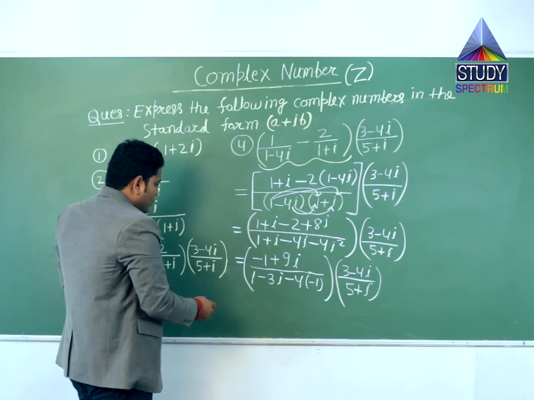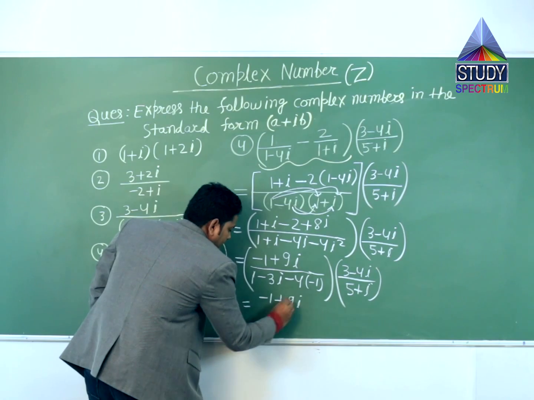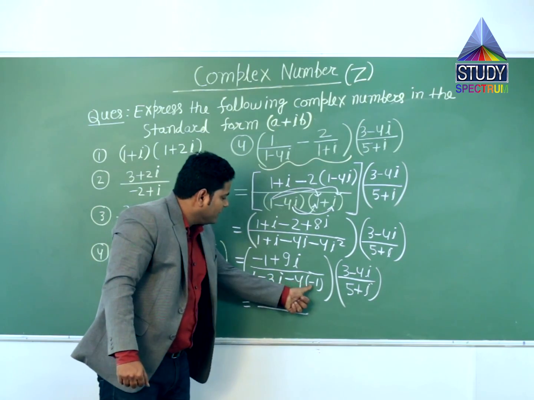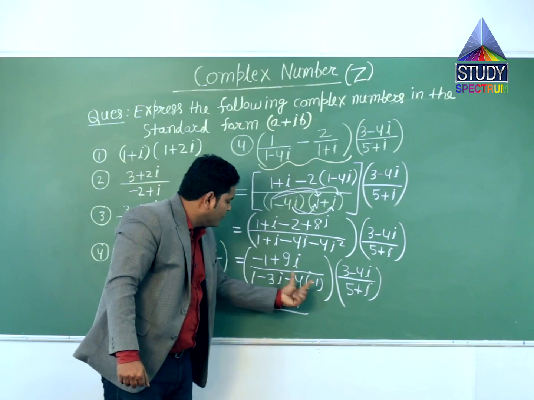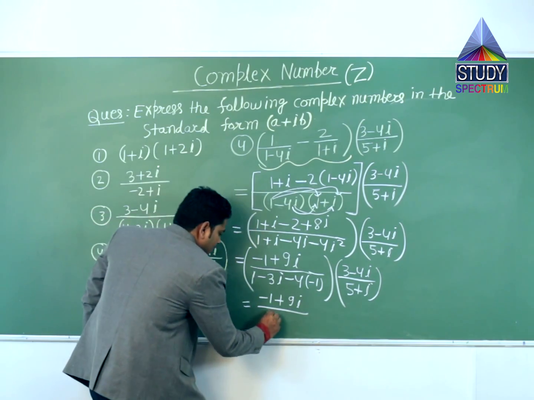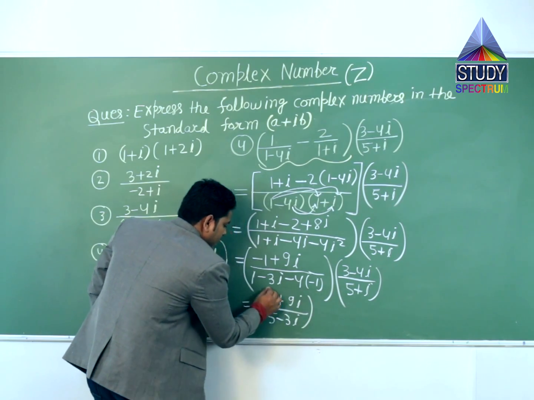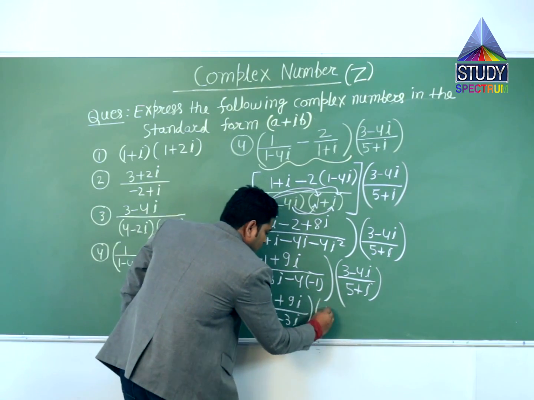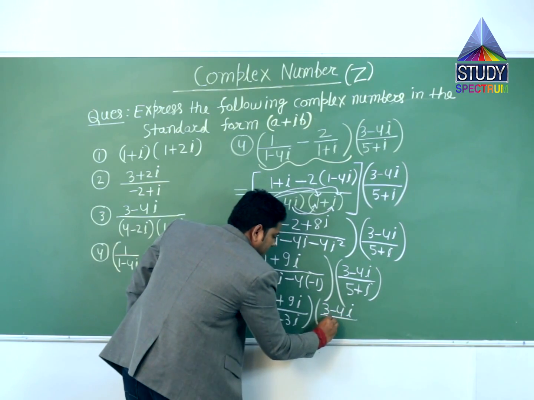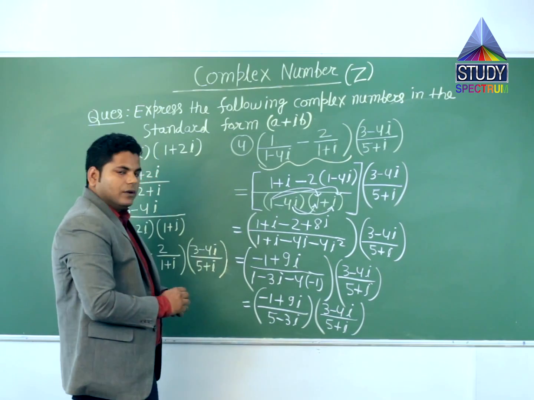Okay. So minus 1 plus 9i upon minus into minus is plus, so it will be plus 4. 1 plus 4 will be plus 5 minus 3i into 3 minus 4i upon 5 plus i. Okay.